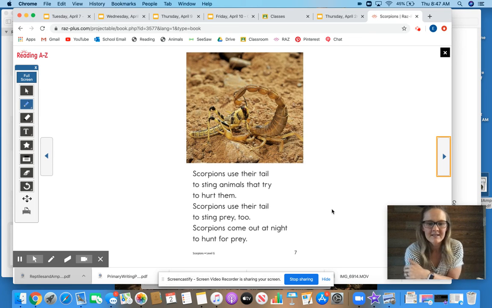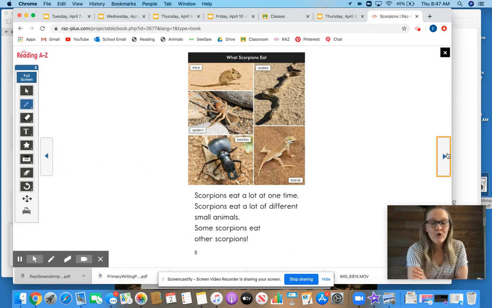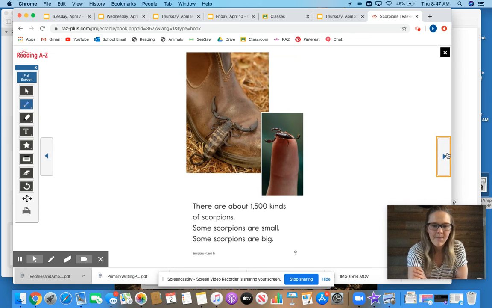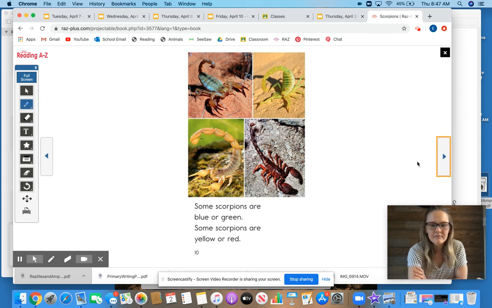Scorpions use their tail to sting animals that try to hurt them. Scorpions come out at night to hunt for prey. Scorpions eat a lot at one time. Scorpions eat a lot of different small animals. Some scorpions eat other scorpions. There are about 1,500 kinds of scorpions. Some scorpions are small. Some scorpions are big. Some scorpions are blue or green. Some scorpions are yellow or red.